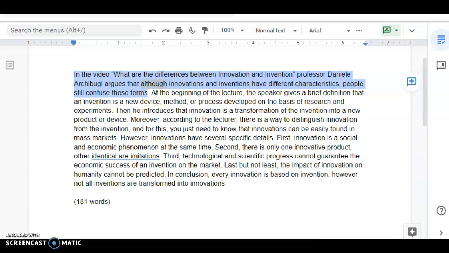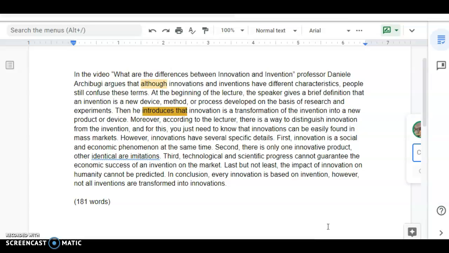"At the beginning of the lecture, the speaker gives a brief definition." Okay, "is a new device, method, or process developed on the basis of research experiments." Okay. "Then he introduces that." Sure. Then "introduces that" is not really a correct structure here. Maybe you want to say "introduces the concept of innovation by explaining that it is," and then it becomes very wordy. Then "he states that," right?